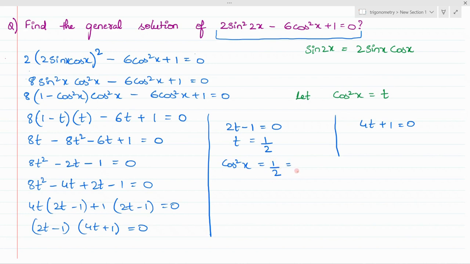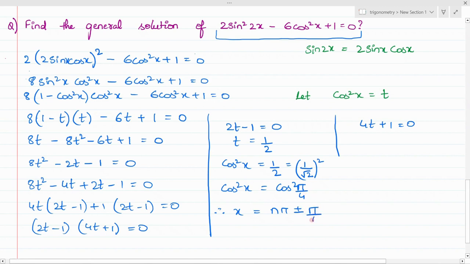So this 1 by 2 we need to write in terms of cos square some value. If you observe, we can write it as 1 by root 2 whole square, right? So we can write cos square x is equal to cos square pi by 4. Isn't it correct? Now it's in the form of cos square theta is equal to cos square alpha. For this, what is the general solution? It is x is equal to n pi plus or minus alpha. Alpha is nothing but pi by 4, where n belongs to all the integers.